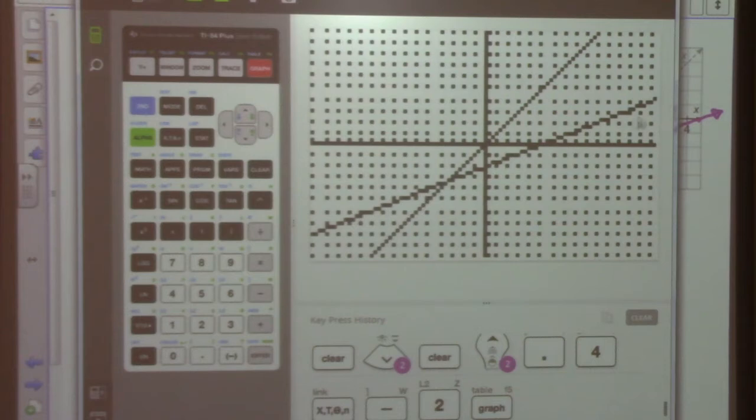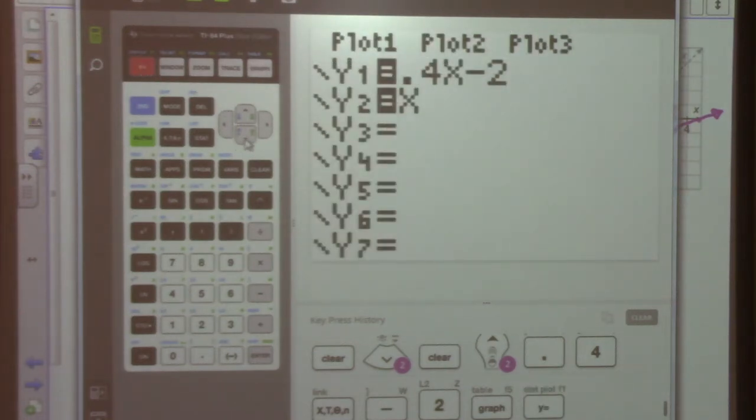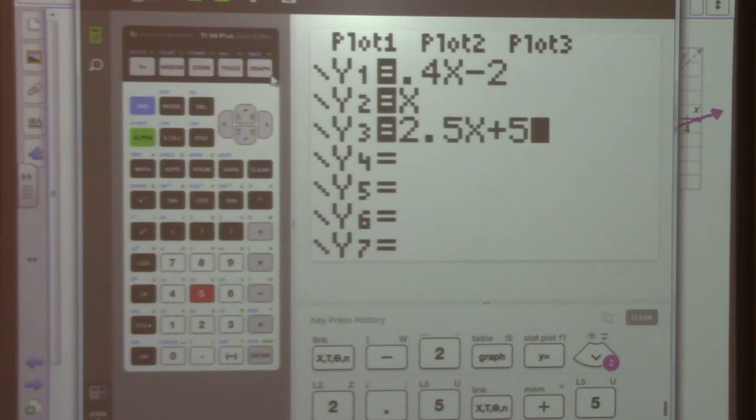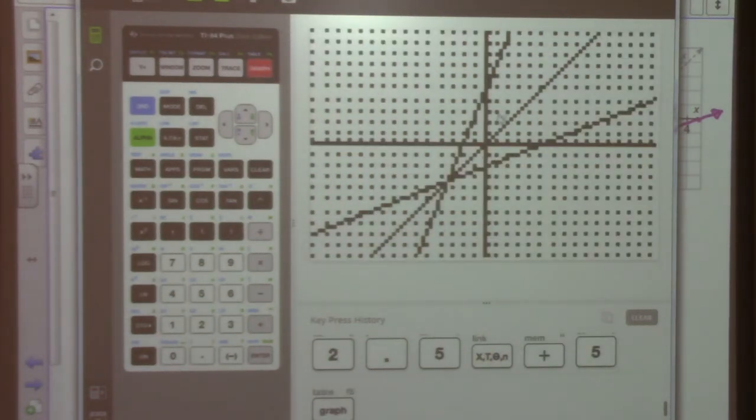over here, right? And then, so like this I think was the original one, right? And then over here we had 2.5x plus 5, right? So we get a good looking reflection, right?